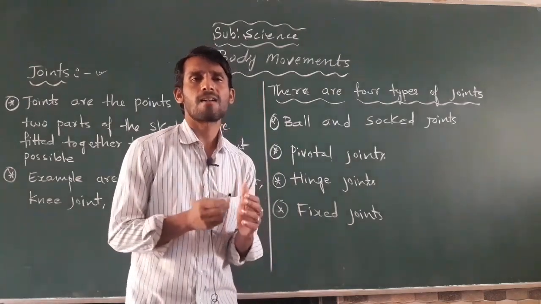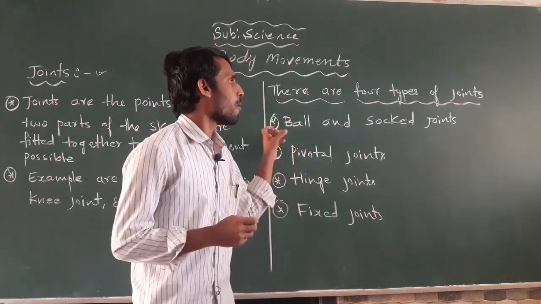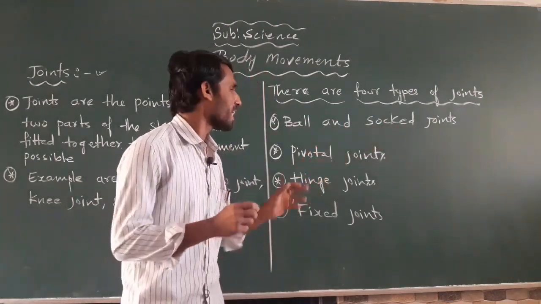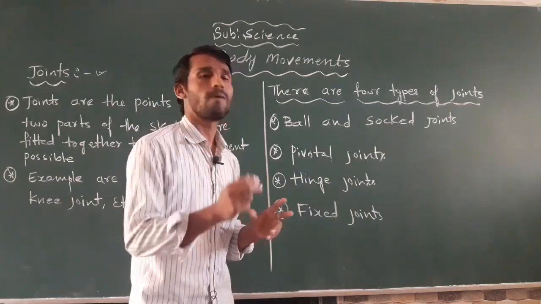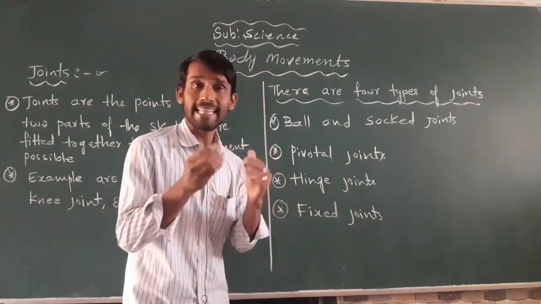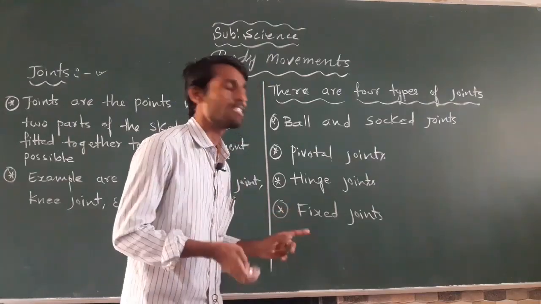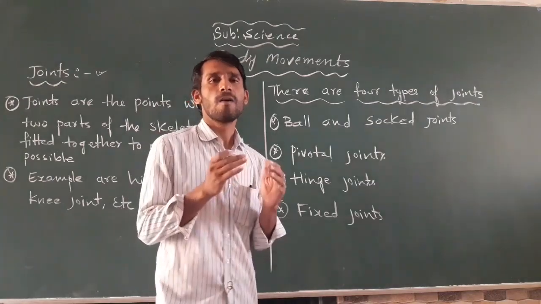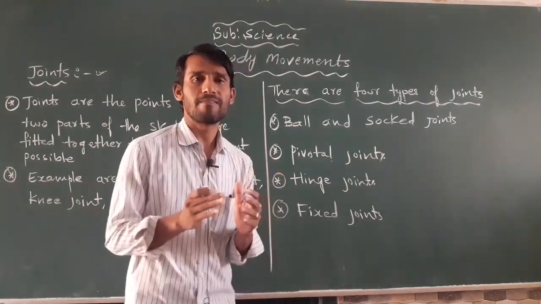Dear friend, let us start one by one in detail. What is the ball and socket joint? What is the pivotal joint, and where is it present in our body? Next, what is the hinge joint, and where is it present in our body? The last point is the fixed joint. Where is the fixed joint present in our body? Let us start with more information one by one.